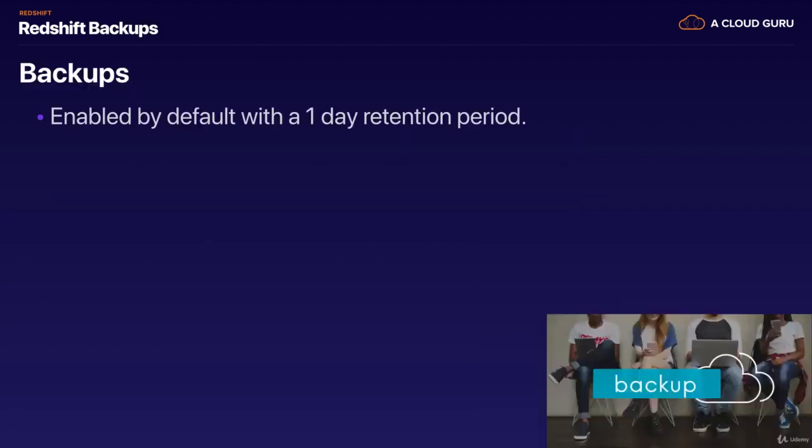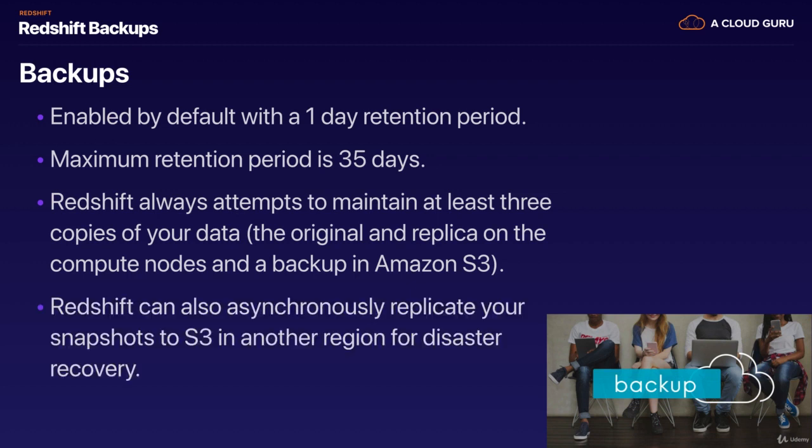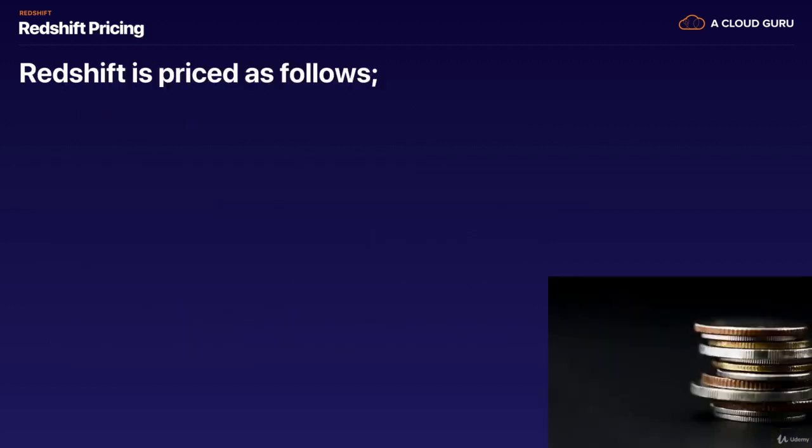In terms of backups, Redshift comes with backups enabled by default, with a 1-day retention period. Again, just like with RDS, your maximum retention period is 35 days. Redshift will always attempt to maintain at least 3 copies of your data. This is the original data and a replica on the compute nodes, as well as a backup in S3. Redshift can also asynchronously replicate your snapshots to S3 in another region for disaster recovery.